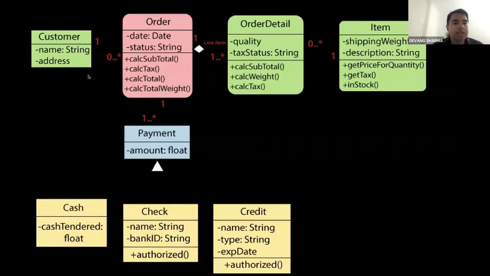Okay. Now understand what this class diagram is and what a class diagram technically includes. I'll go step by step to explain all that. All of this that you are seeing, irrespective of the colors, all of them are classes. So customer is a class, order is a class, order detail is a class, item is a class, credit is a class, check is a class, cash is a class, payment is a class.